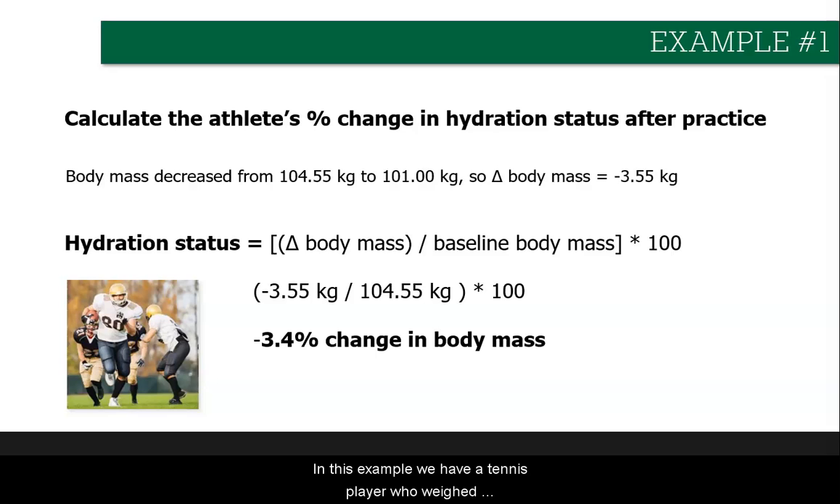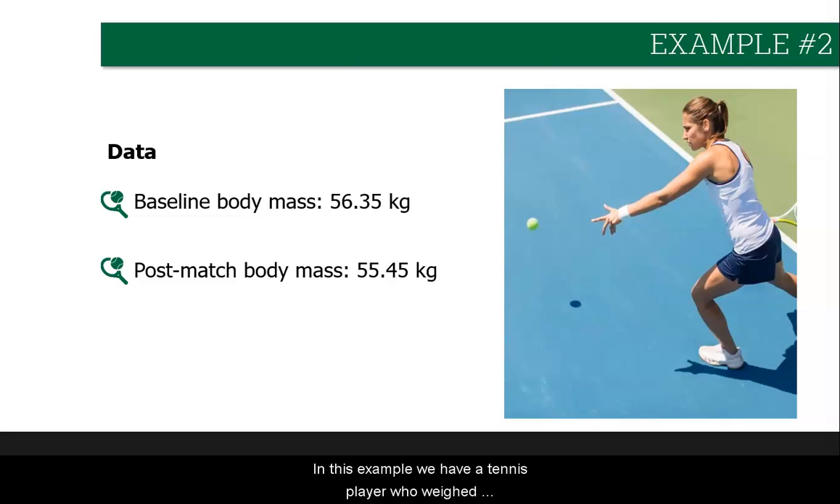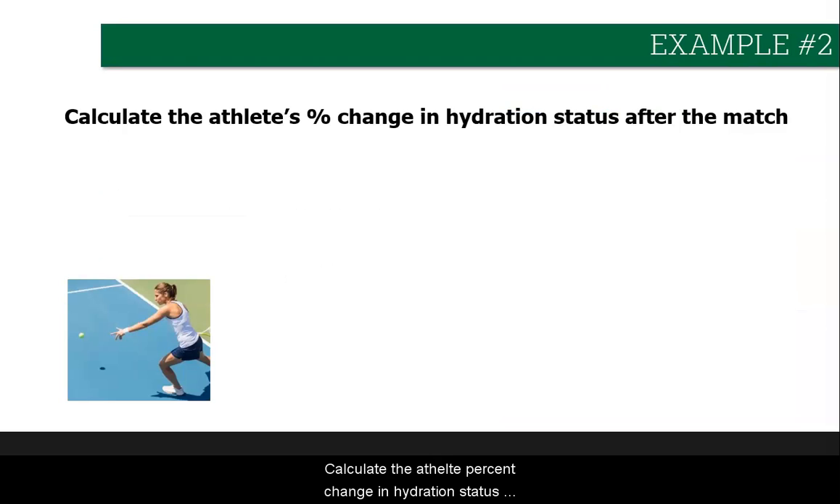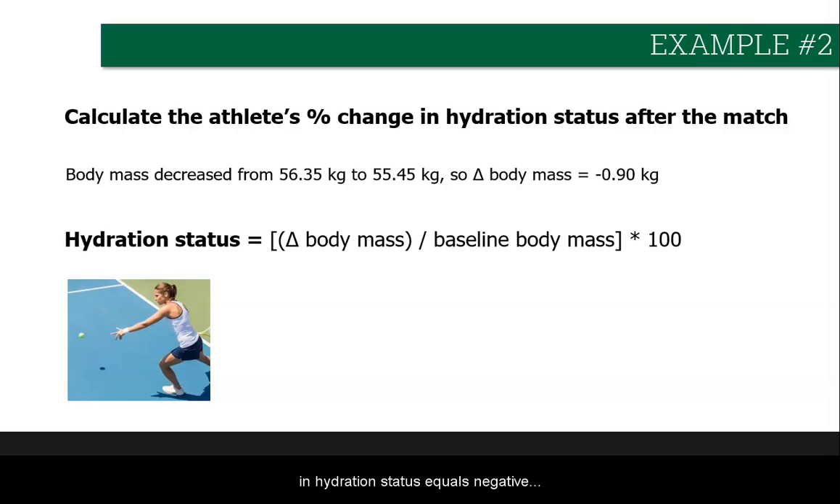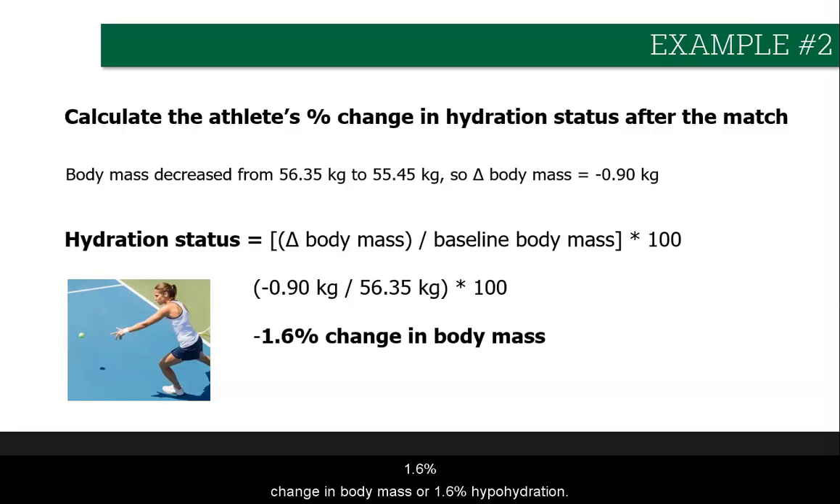In this example, we have a tennis player who weighed 56.35 kilograms before the match and 55.45 kilograms after the match. Calculate the athlete's percent change in hydration status after the match. We know that body mass decreased from 56.35 to 55.45 kilograms. So the change in body mass is equal to minus 0.90 kilograms. So we plug the values into the equation, and hydration status equals negative 1.6% change in body mass, or 1.6% hypohydration.